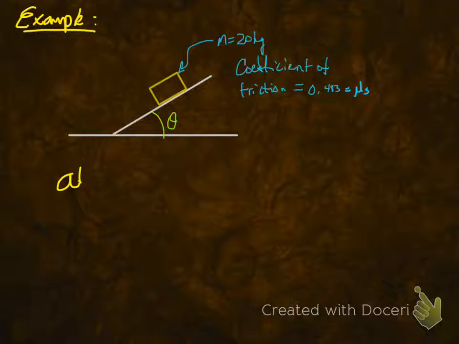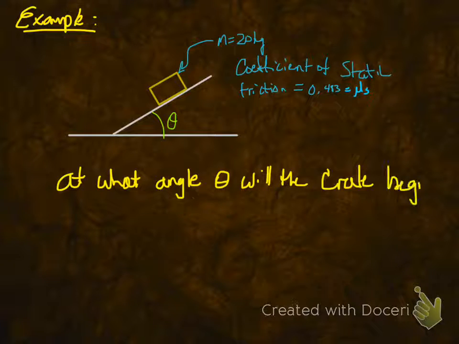All right. My question to you is, at what angle does our box begin to slide? At what angle theta will the crate begin to slide? And notice I fixed static friction there in a minute.